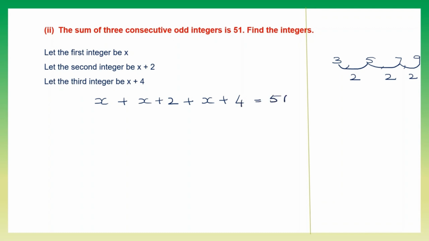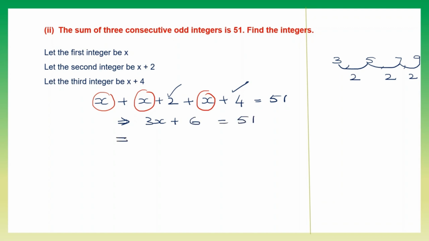So now let's look at all the x terms. Let's take 1, 2 and 3. So we have 3x terms there. So that means 3x plus, let's look at the whole numbers. We have plus 2 here and plus 4. 2 plus 4 is 6. So that is 3x plus 6 is equal to 51.